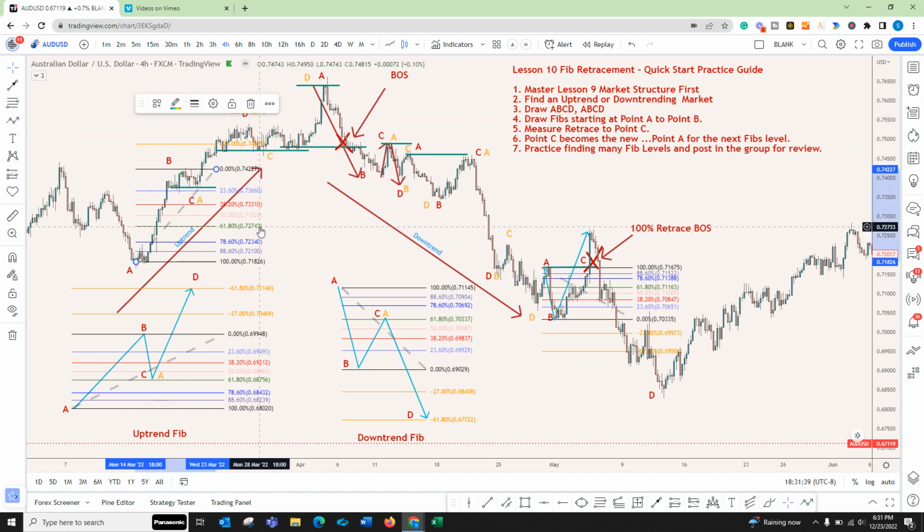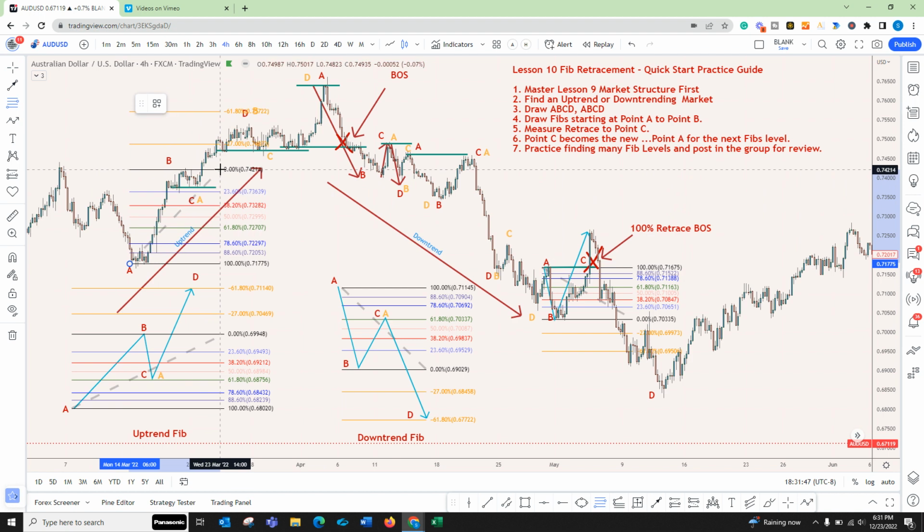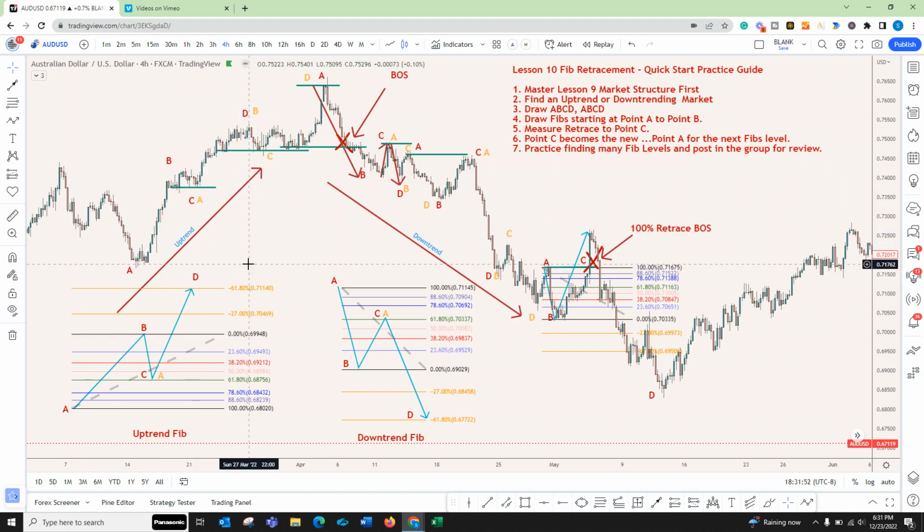So I want you to be able to draw A, B, C, D. Point A is always 100%. Point B is 0%. If you forget this, then you have these drawings right here to reference. Some of you aren't drawing your point A correctly, and some of you are drawing point B not according to market structure. So that's why I want you to practice just this: A, B, C, D. That's what you need to practice.